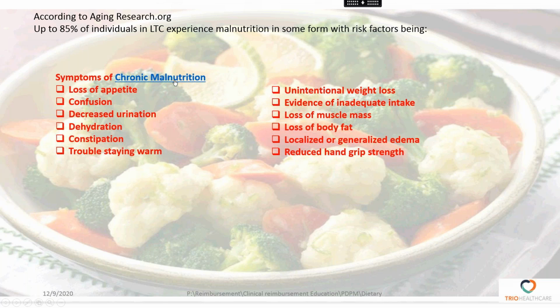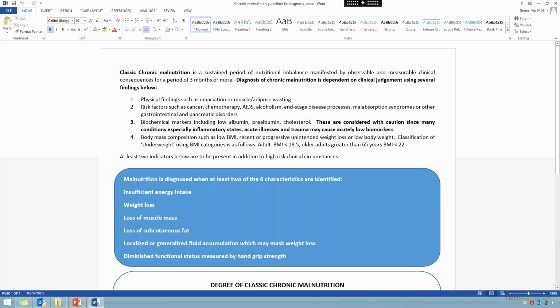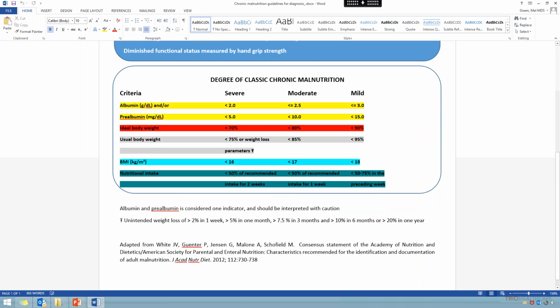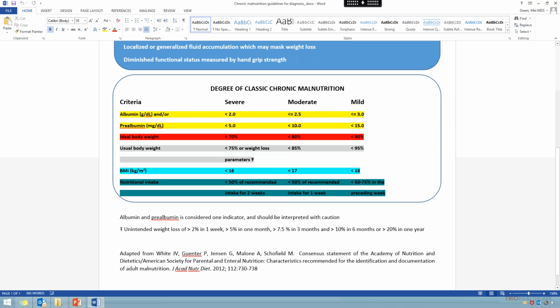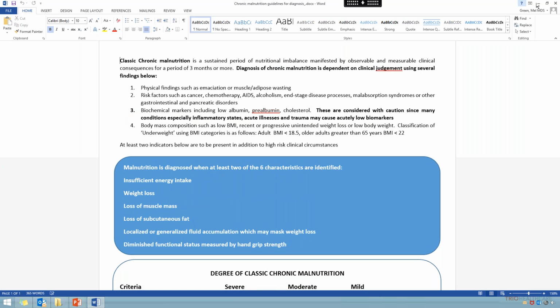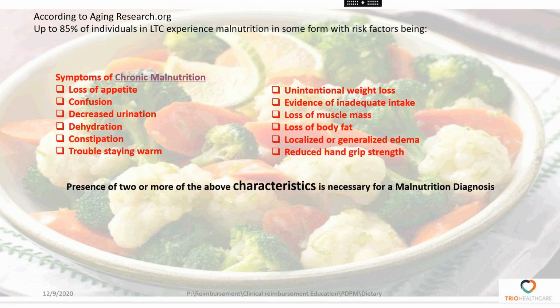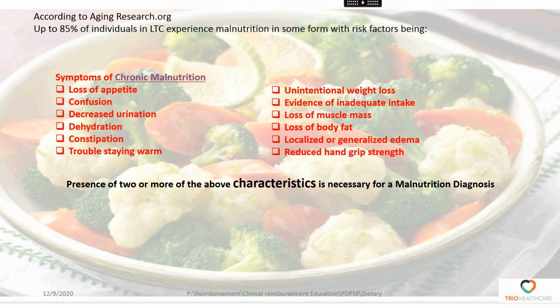Here again is a link for chronic malnutrition, and it's giving you that information as well. Also talking about some of the lab work and nutritional intake and when you should be looking at those things. So use the resources that are within this PowerPoint to help you in making these decisions when we're putting this in our documentation and/or coding the MDS. The presence of 2 or more of the above characteristics is necessary for the actual malnutrition diagnosis.